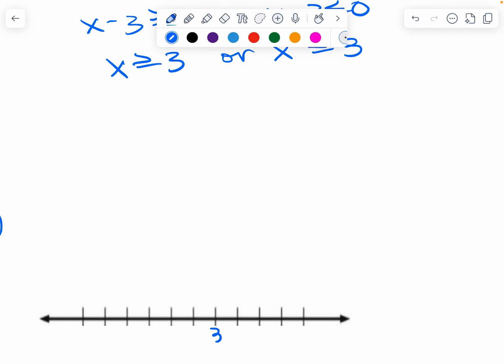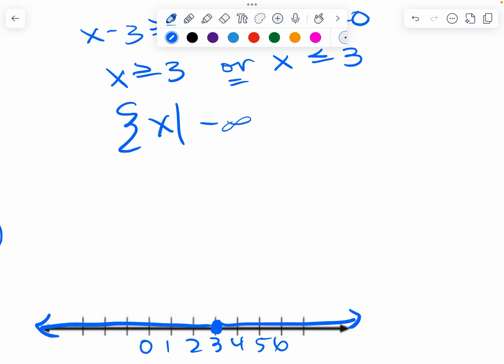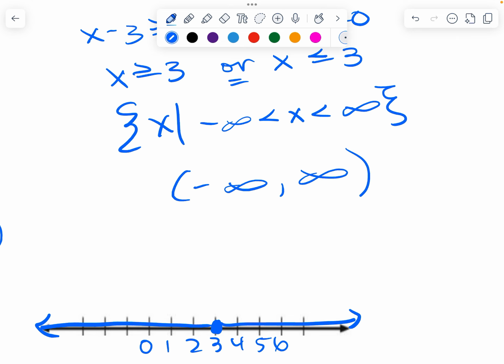Okay, so 3, 4, 5, 6, 2, 1, 0. This is an or statement. If I do greater than or equal to 3, and I do less than or equal to 3, look at what happens. It's all the numbers. So x such that negative infinity to positive infinity.